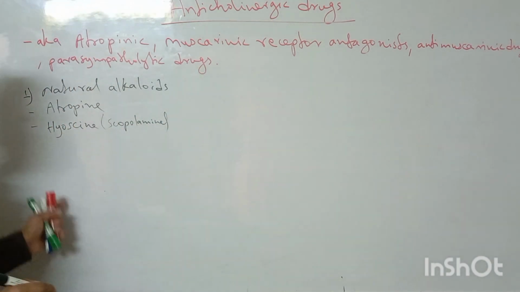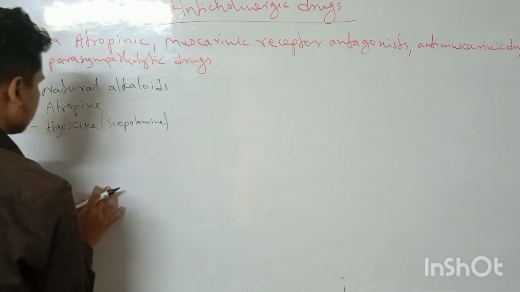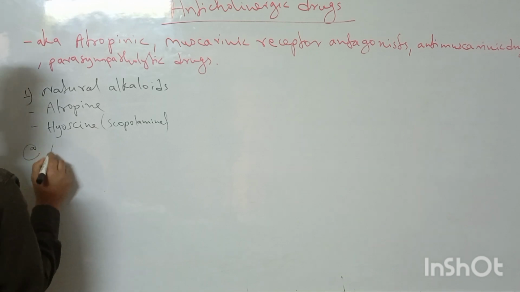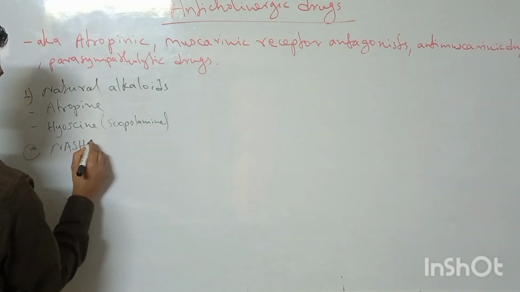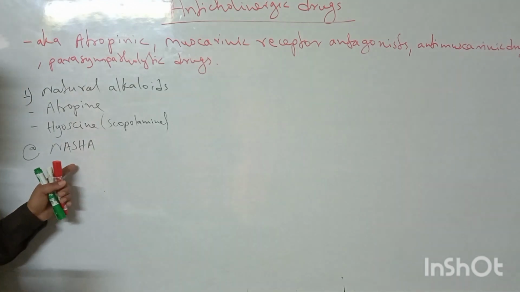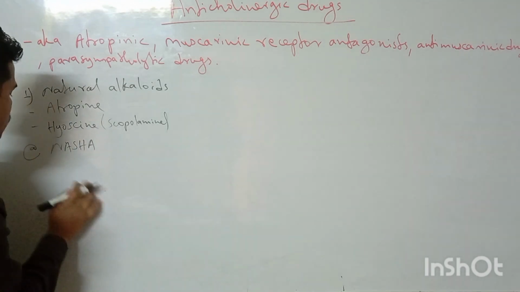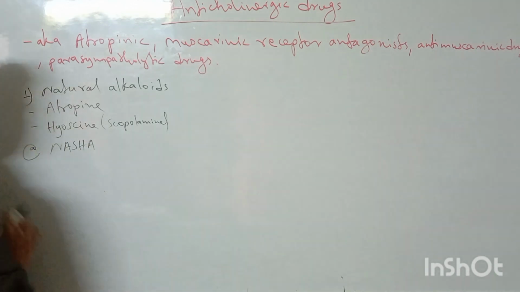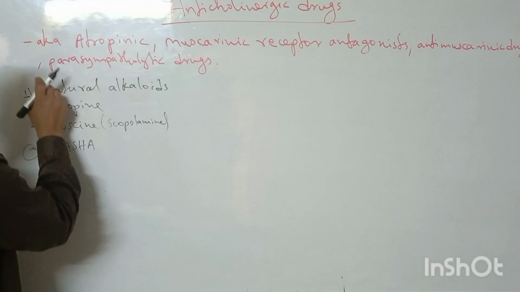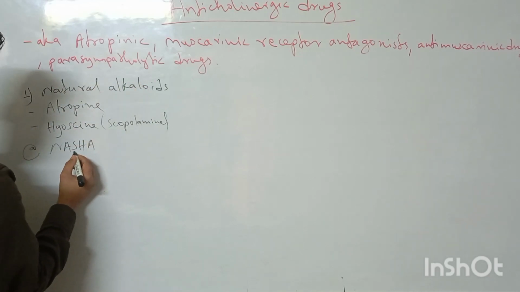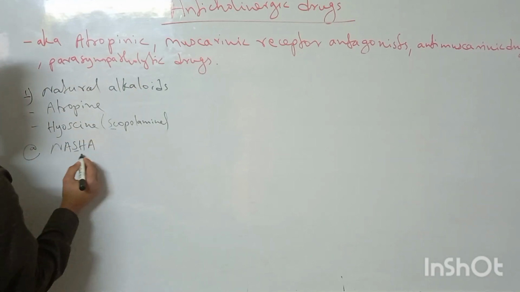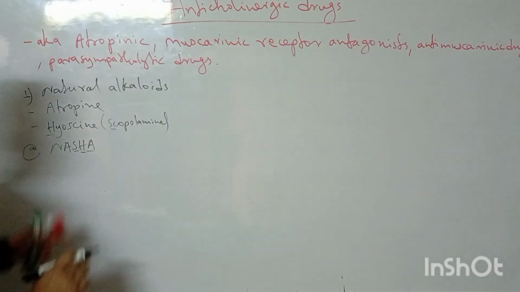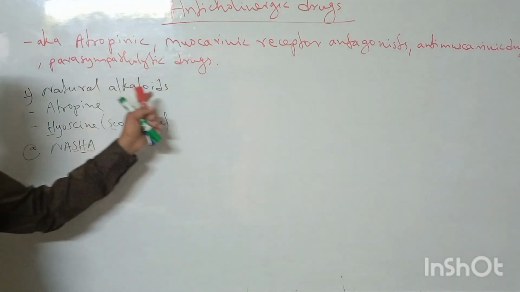I have a short mnemonic for this category of drugs. Please remember NASA. This is not the American agency. Here NASA stands for N, natural alkaloids, A for scopolamine, S for hyoscine, and A for atropine. This is the natural alkaloids.